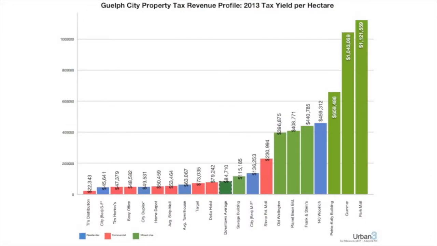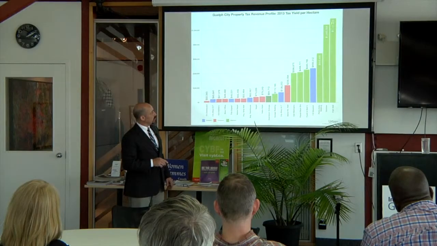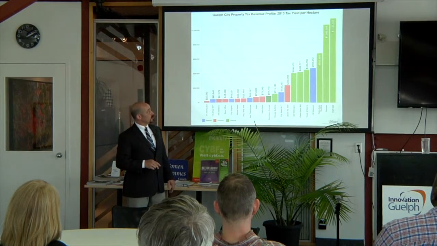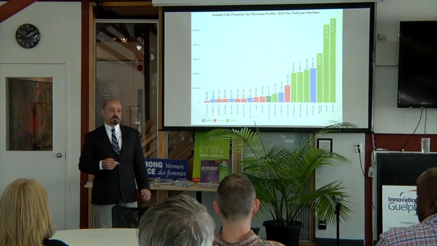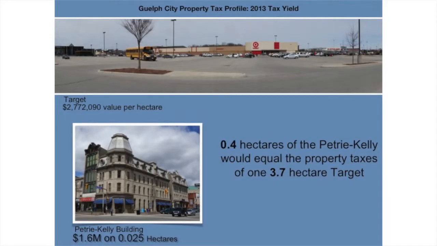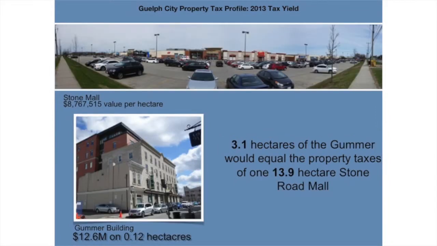Here's the Park Mall, which is the big one. Now, even though that building is what it is, I think the lesson here is less that building, but more the Gummer building. The Gummer building produces about $1 million per hectare in city property taxes. 0.4 hectares of this little guy in the state that it's in would equal the entire 4-hectare Target. The Gummer building, which is here, 3.1 hectares of that would equal the entire 14-hectare mall.